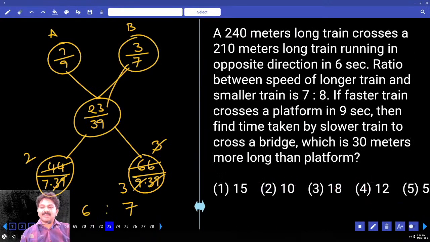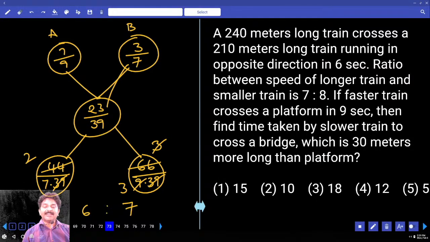A 240 meters long train crosses a 210 meters long train running in the opposite direction in 6 seconds. The ratio between the speed of the longer train to the smaller train is 7:8. The faster train crosses a platform in 9 seconds. Then find the time taken by the slower train to cross a bridge which is 30 meters longer than the platform.